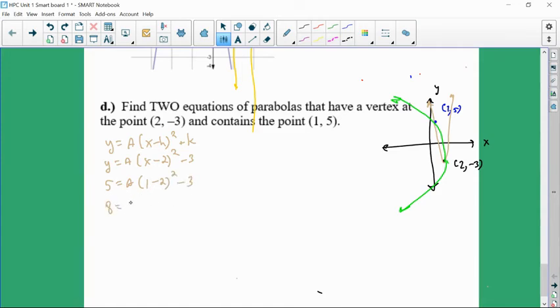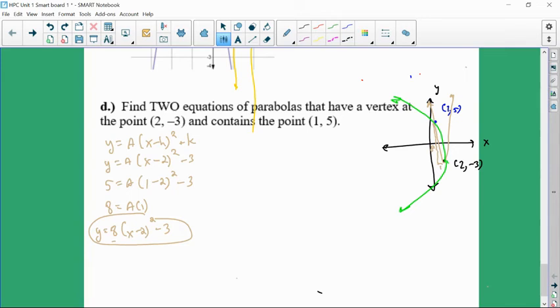8 equals a times basically 1, right? So then a is 8. So then we get y equals 8 times x minus 2 squared minus 3. And I was just looking at this graph, to go from 2 to 1, so you've gone over 1 unit, and 1 squared is 1, but notice that this is up 8, because from -3 to 5, that's an 8, so like a 1 to 8 ratio, which is exactly what was predicted by that 8 there.